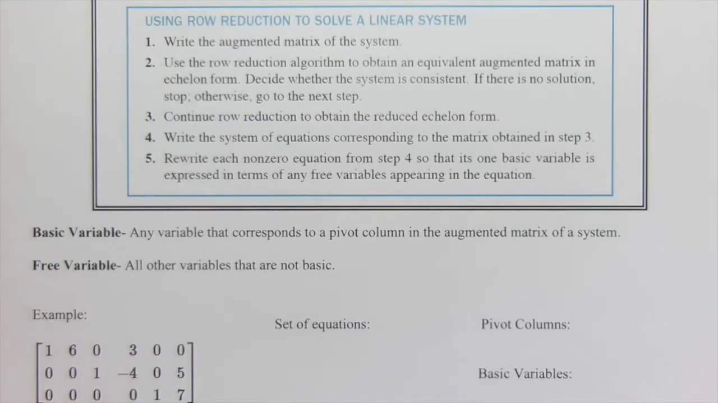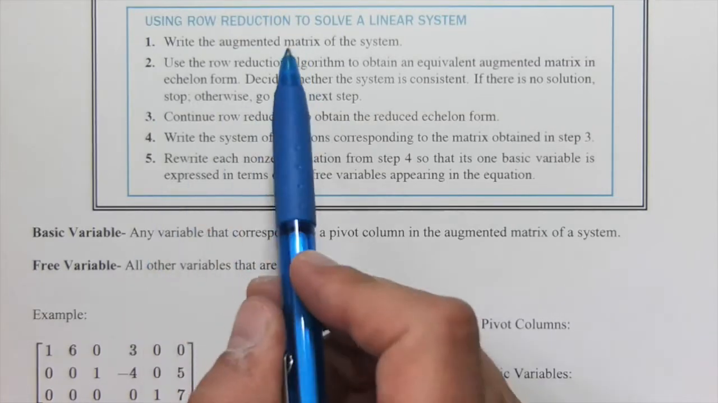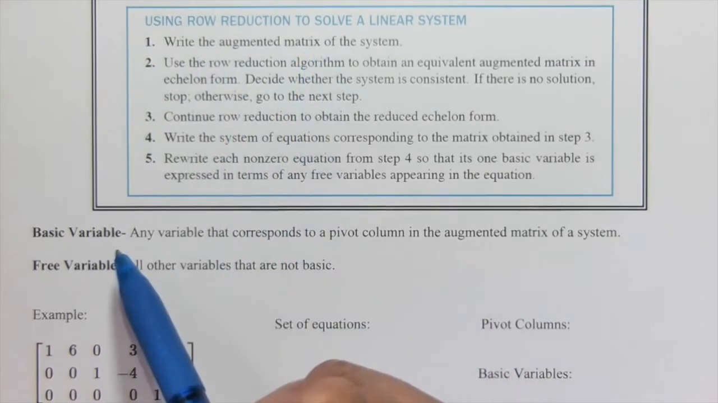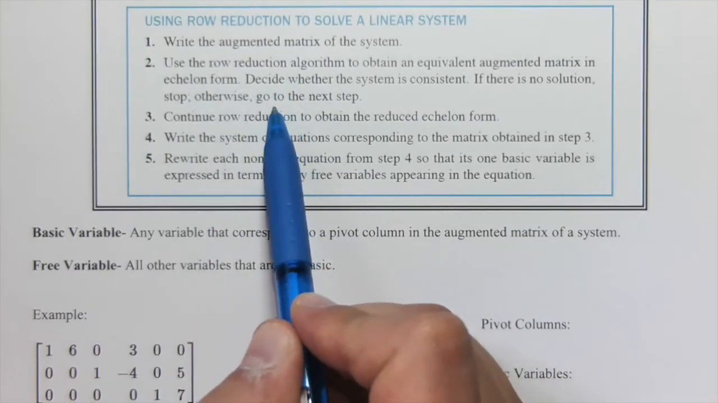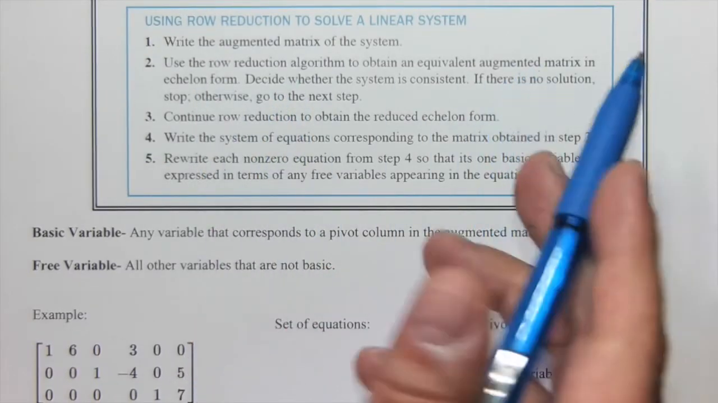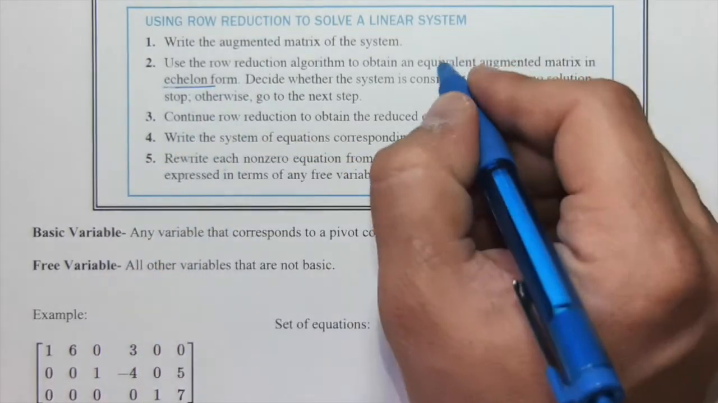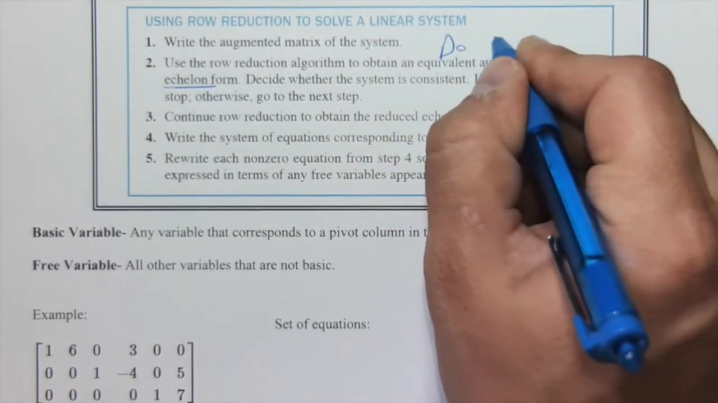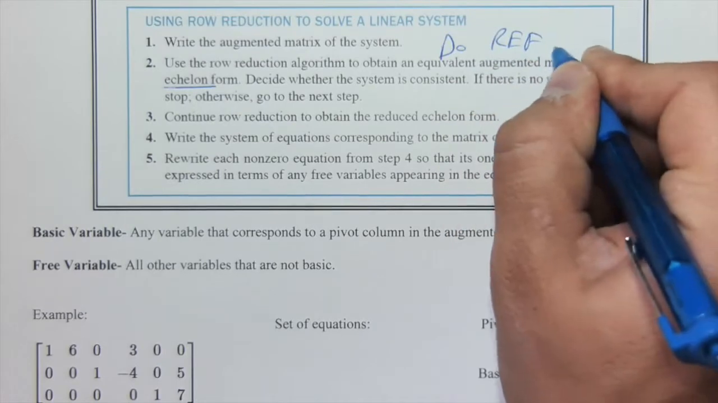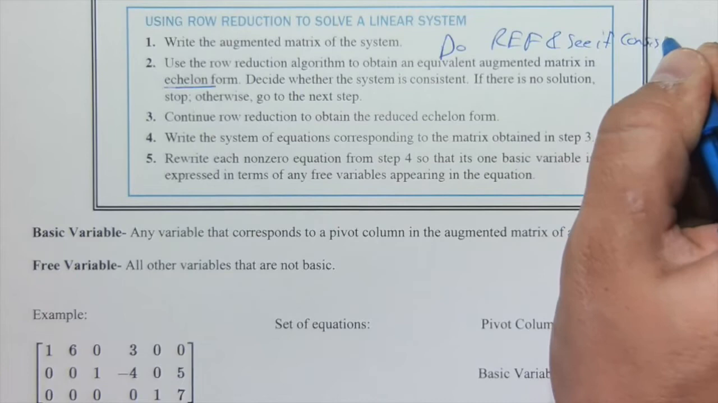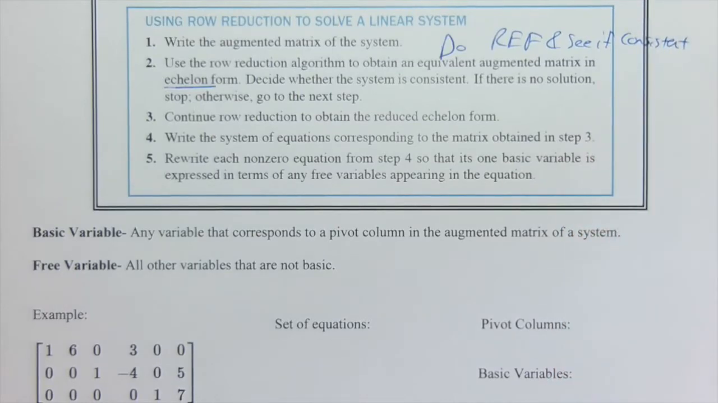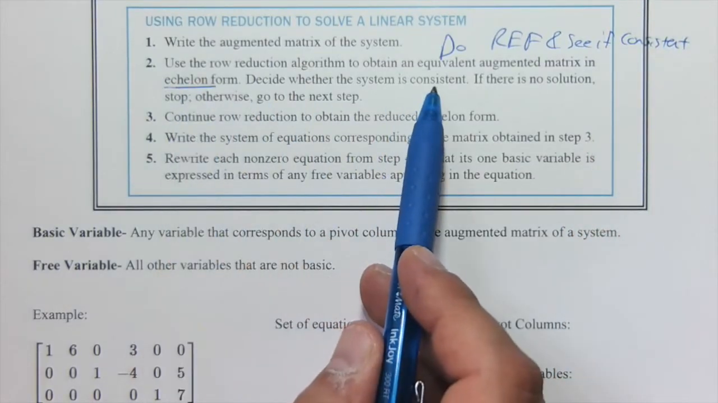And this list right here lays out more specifically what you need to do to solve a linear system. So the first thing you do is write down the augmented matrix. So you put the system into a matrix, right? Then you use row reduction techniques to get an equivalent augmented matrix in echelon form, right? And so this is telling us to do row echelon form and see if it's consistent. That's what step number 2 says. Put it in echelon form, decide whether or not it's consistent.